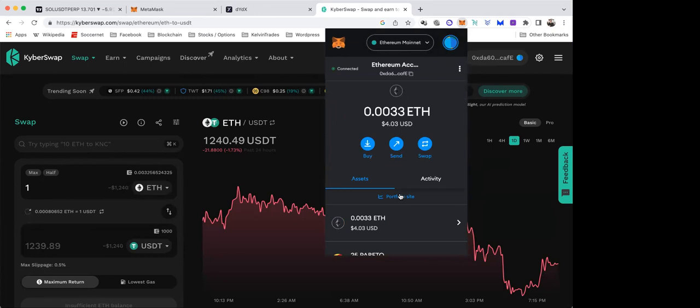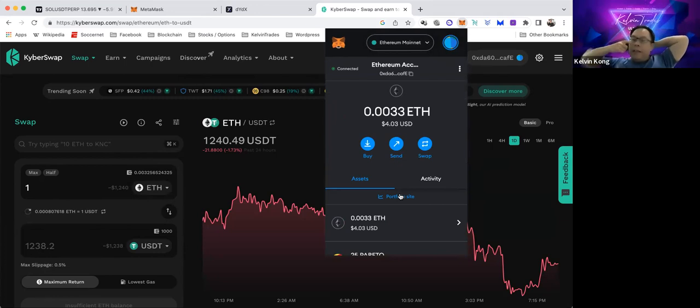Okay, good. Two more minutes before we go live. So when they go from Metaverse to Kyber swap, you still need to pay a gas fee. Every transaction, everything that is done on the blockchain, you need to pay a gas fee.